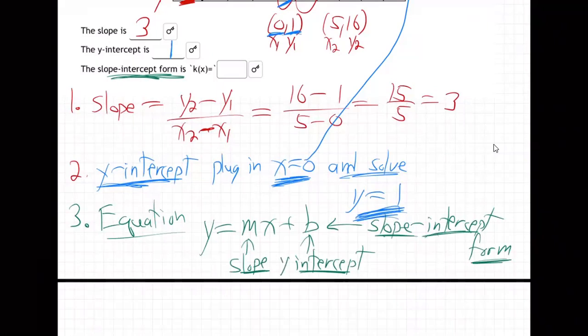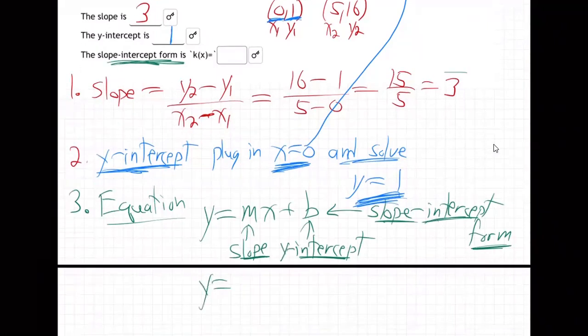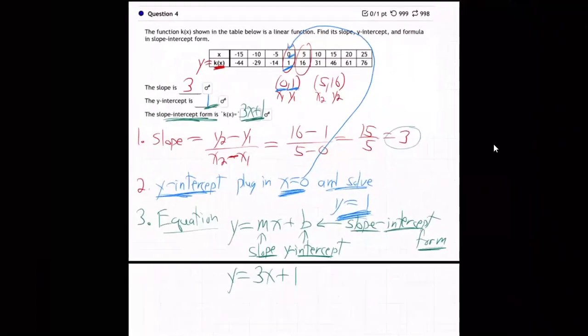So we have those. The slope, we got it right here, 3. Plus the y-intercept, got it right here, 1. There it is. 3x plus 1. It's just having us put those two things together. 3x plus 1. There we go.